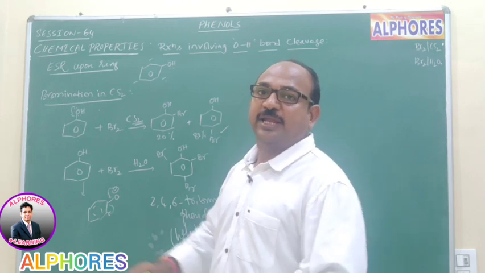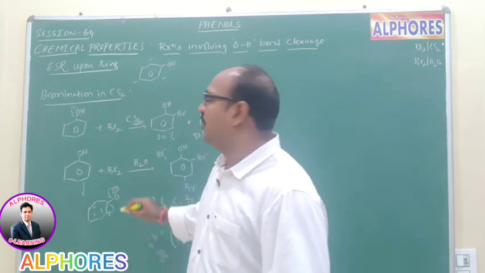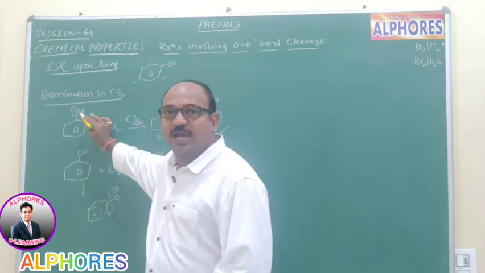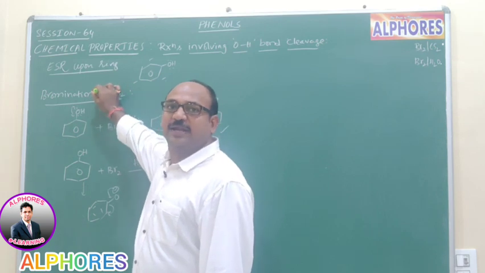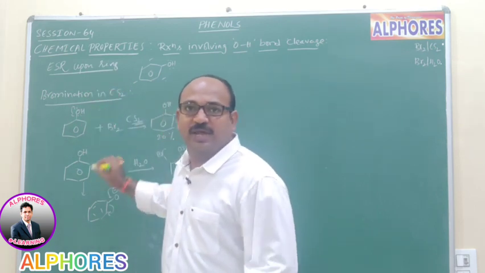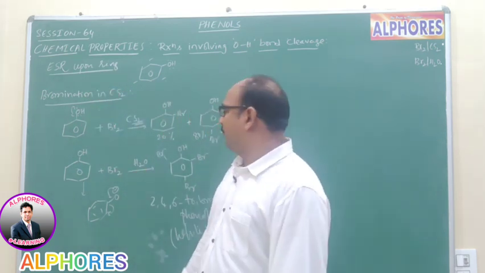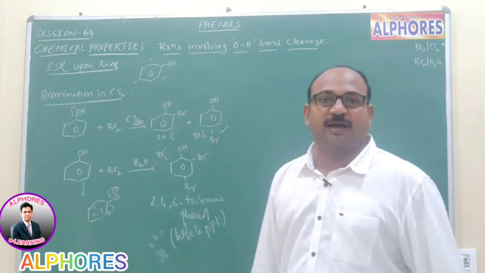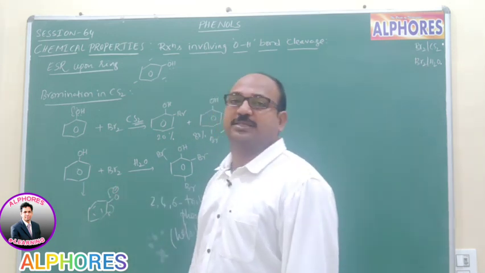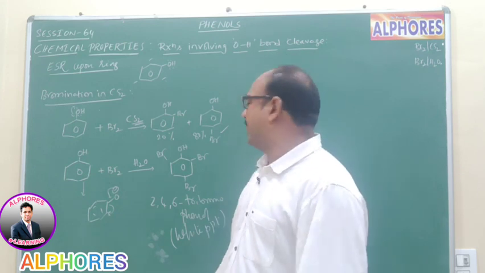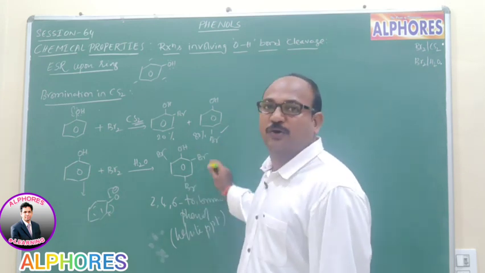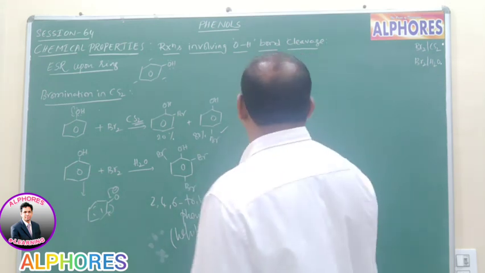Hope you got it. In the case of non-polar solvents, phenol remains as OH, and in such a case the activating tendency of oxygen is less. Whereas in the case of polar solvents, phenol exists as a phenoxide ion, and in such a case O minus activates the ring more. That's why excessive bromination occurs and we get 2,4,6-tribromophenol as the product.